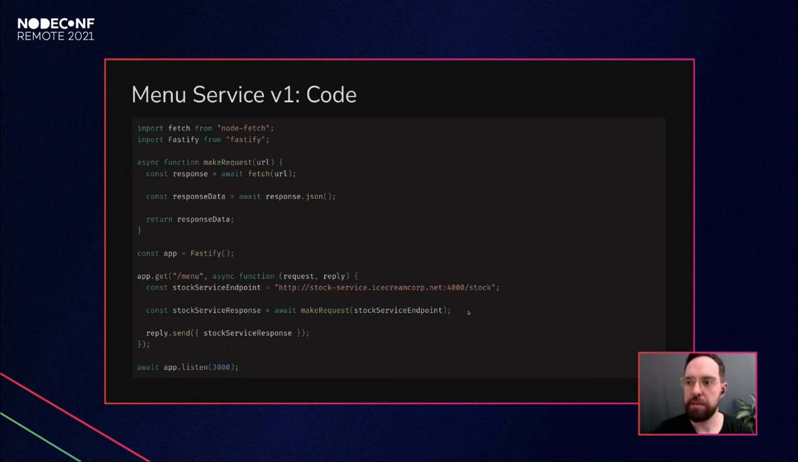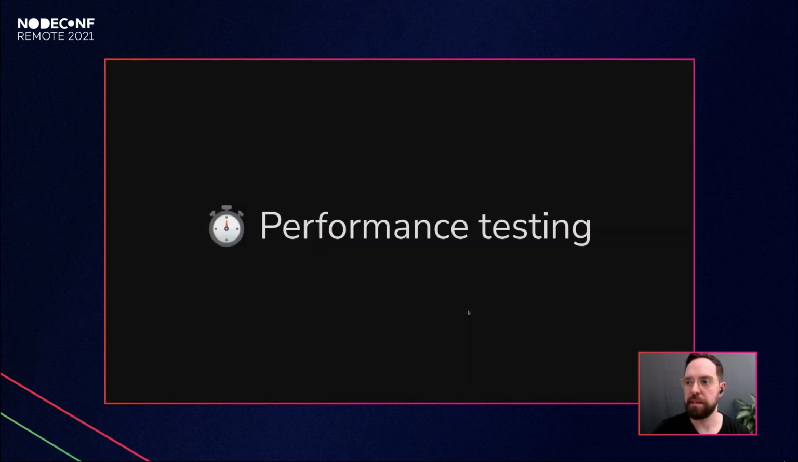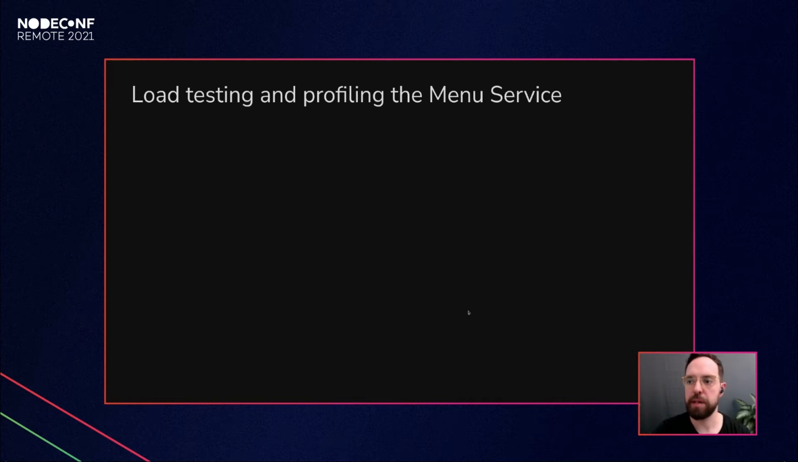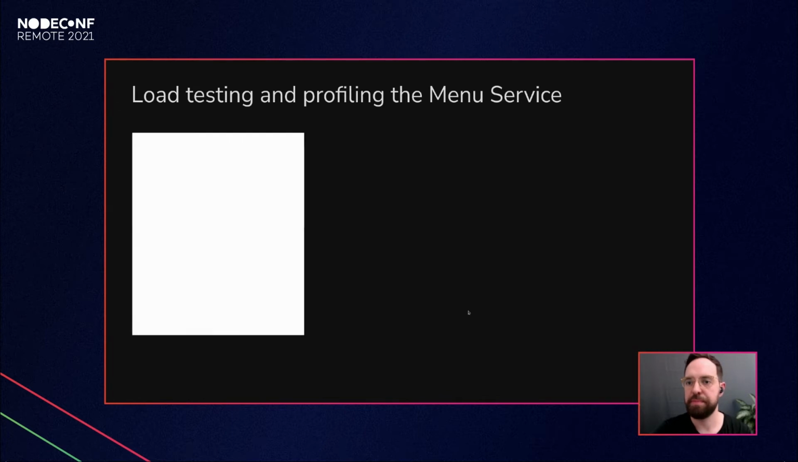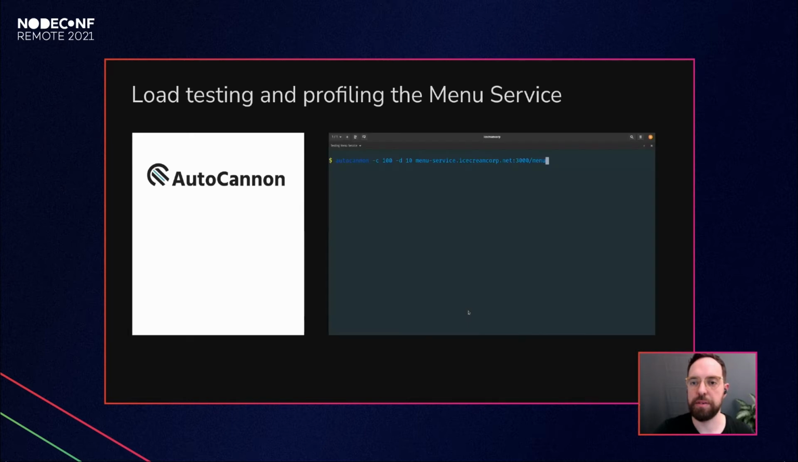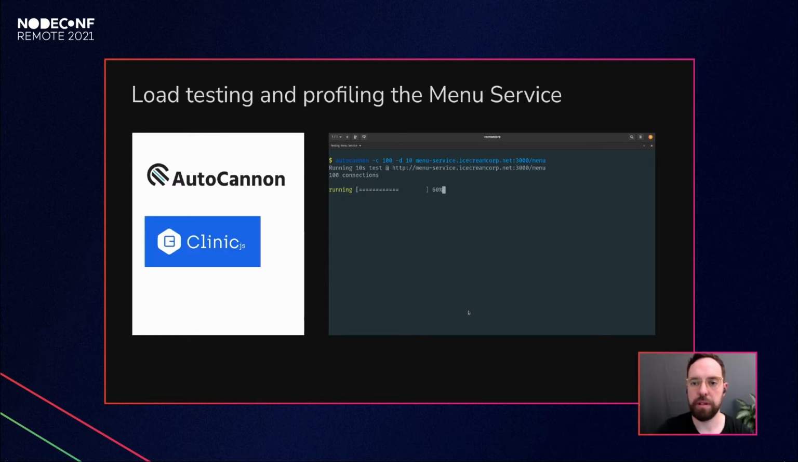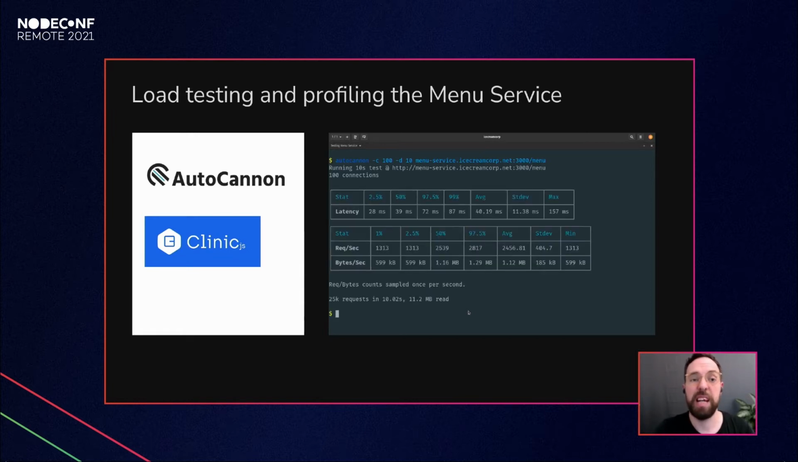Now, in terms of actually figuring out what's wrong with the menu service and how we can potentially improve it, we're going to try some performance testing. And this will allow us to help the developers at Ice Cream Corp understand the behavior of the menu service. We're going to use two tools. One of them is called AutoCannon, and it allows us to send lots of requests to the menu service and simulate a really high load of traffic. And we're also going to use Clinic.js, which allows us to profile our menu service and actually see how it's behaving and what's going on with it.